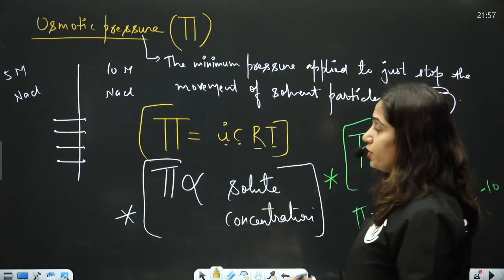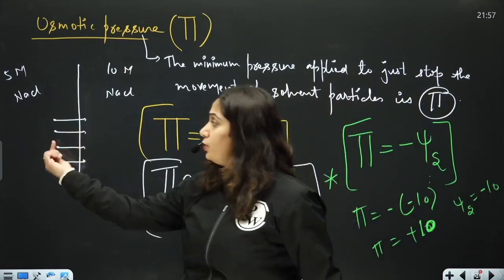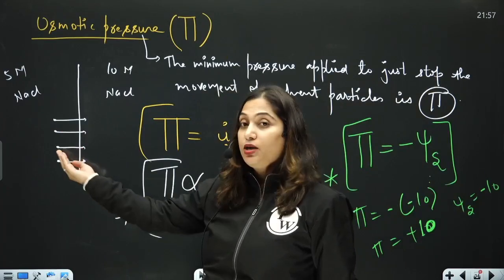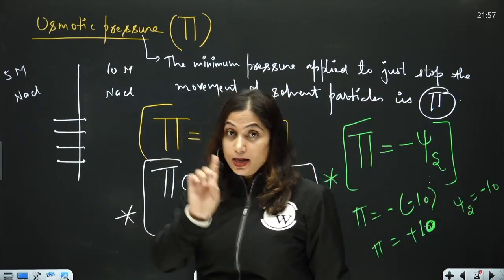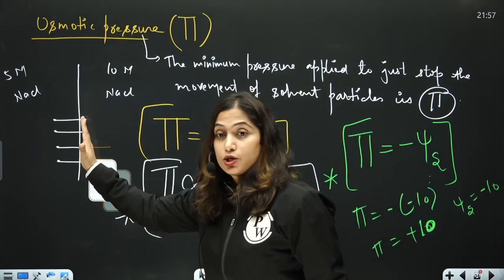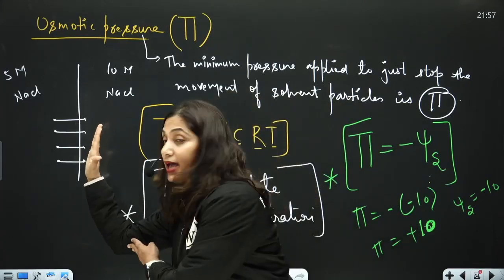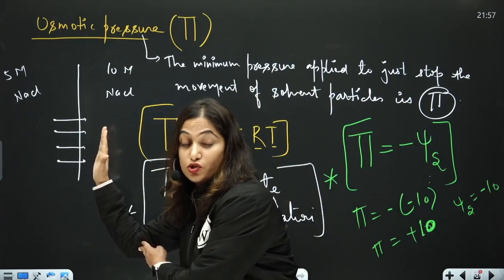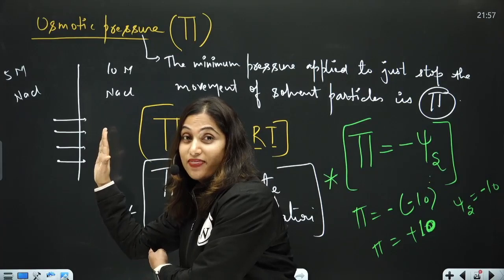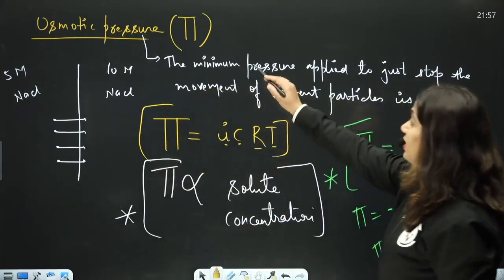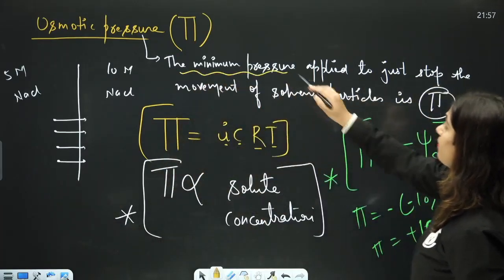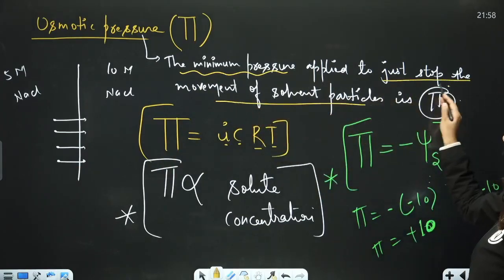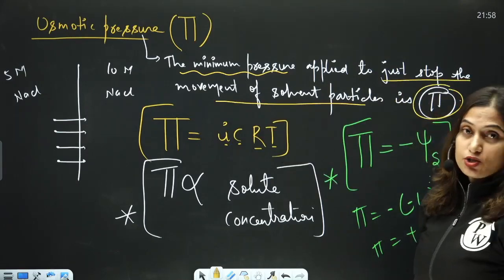Now, osmotic pressure. When the water molecules are getting transferred across the semi-permeable membrane, the minimum pressure I apply here to just stop the movement of water molecules, that is osmotic pressure. The minimum pressure applied to just stop the movement of solvent particles is the osmotic pressure.